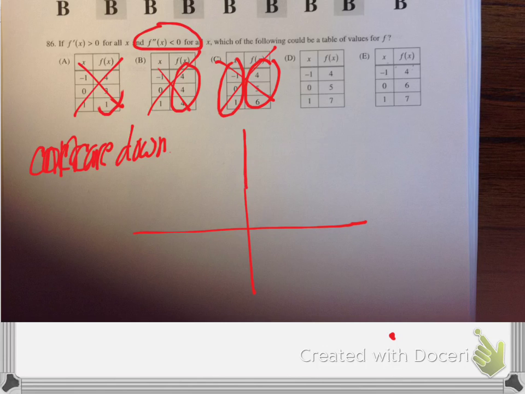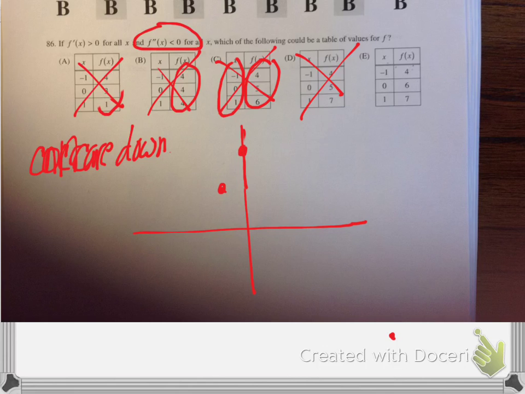Okay. If we look at D, we have -1, 4 again, 0, 5 again, and 1, 7 again. So we're going to look something like this. And we can see that that definitely looks concave up. So if E does not work for us, we're going to have a problem. Okay, so E is -1, 4 again. And then now it's not 0, 5 anymore, now it's 0, 6. So it's like all the way up here.